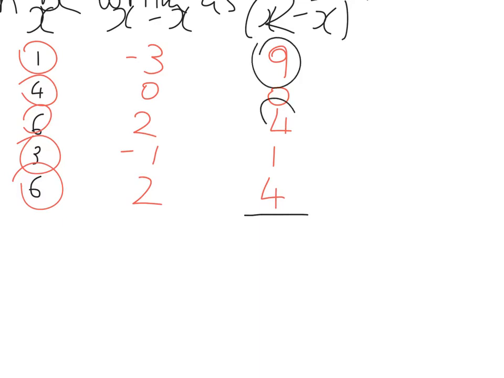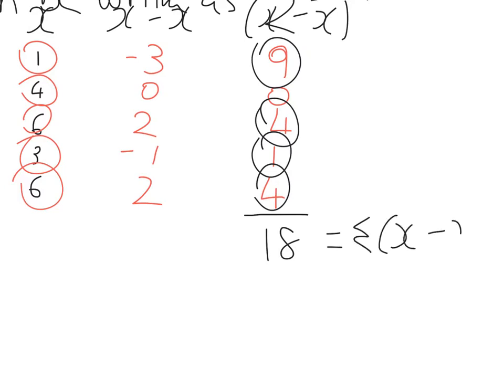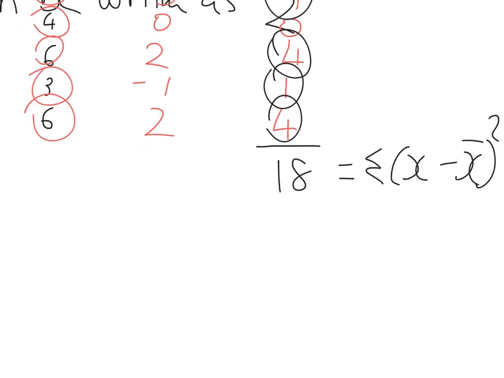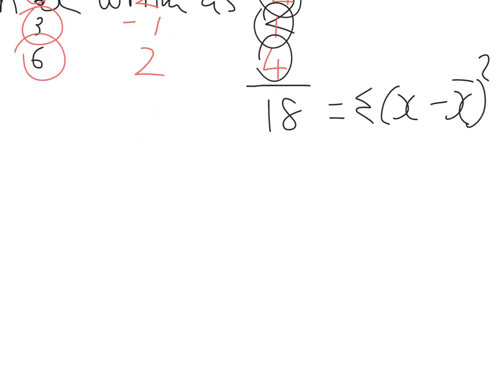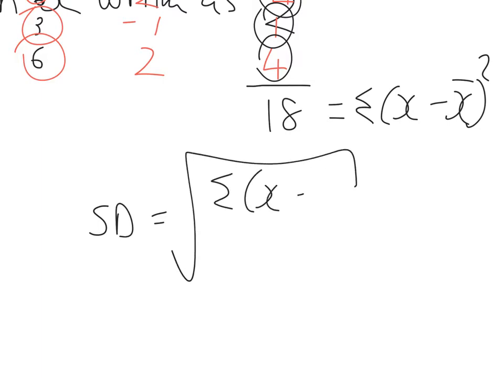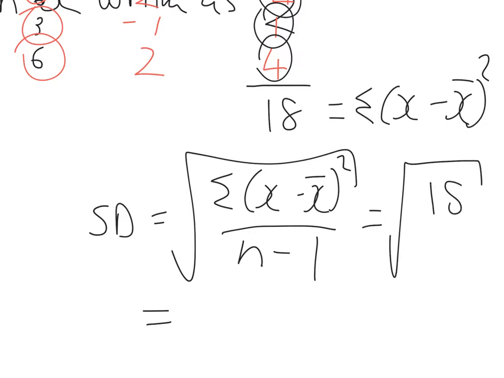That will be 9 plus 4 is 13, 14, 18, and that is the total, which is sigma x minus x bar all squared. So I can now return to my formula. Standard deviation is the square root of sigma x minus x bar all squared over the sample size take away 1. So that's then the square root of 18 over the sample size take away 1. Well, the sample size was 5, 5 take away 1 is 4.